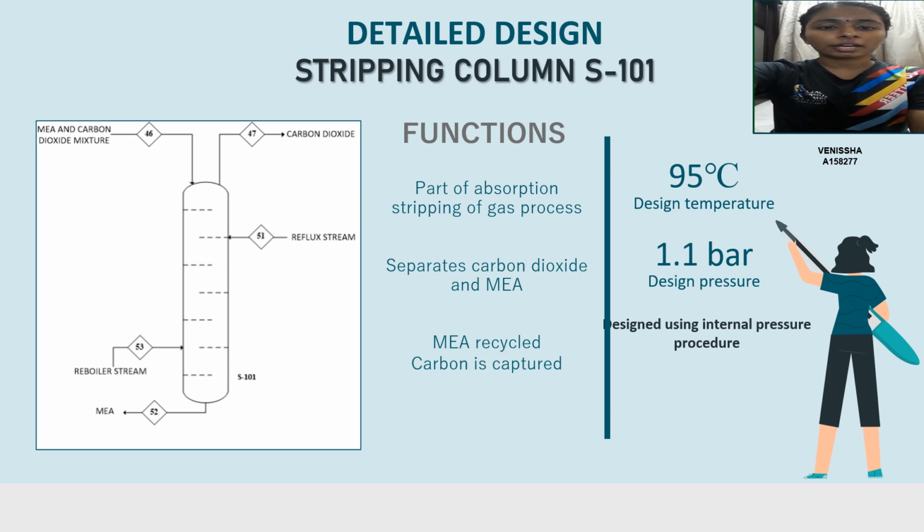The separated hydrogen and carbon dioxide are sold, while the separated MEA is recycled back to the absorption column to separate more carbon dioxide and hydrogen. The design temperature of the stripping column is 95 degrees Celsius. The design pressure is 1.1 bar, and it uses an internal pressure procedure of designing the stripping column.